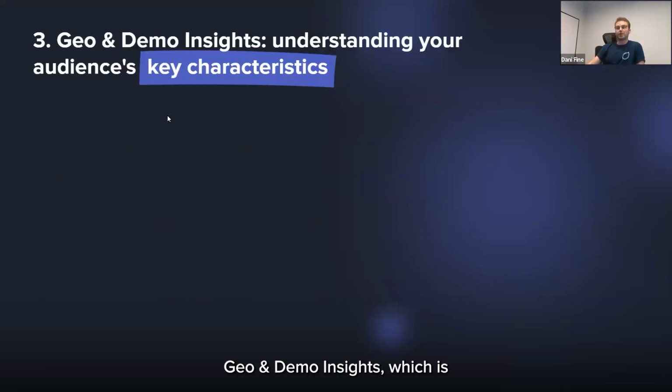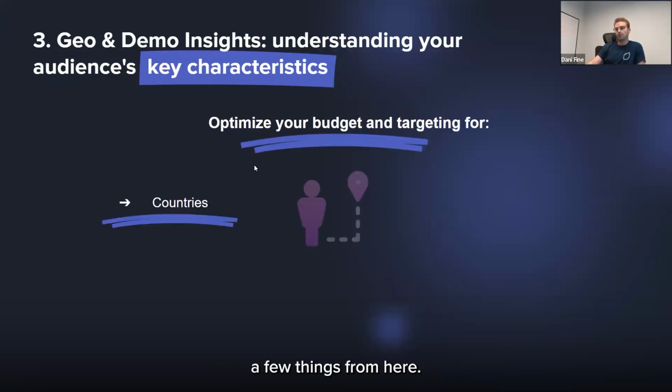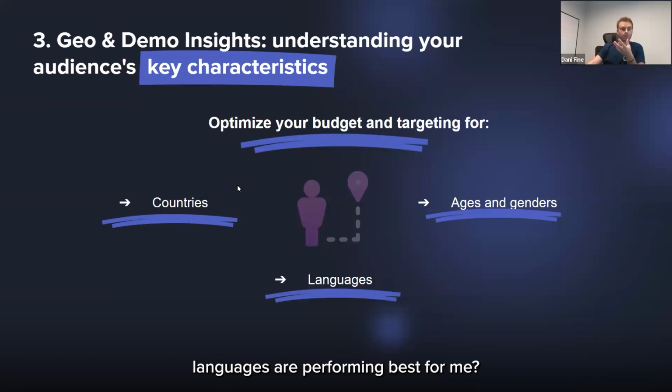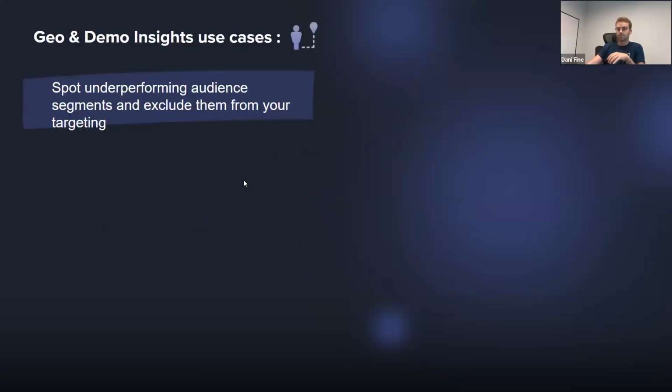Next, we're going to talk about GeoDemo Insights, which is one of my favorite tools in this account audit area. We can really identify a few things from here. Number one, which countries are actually performing best for me? Which age and genders are performing best for me? And what languages are performing best for me? Combining those three elements can give us a powerful idea.